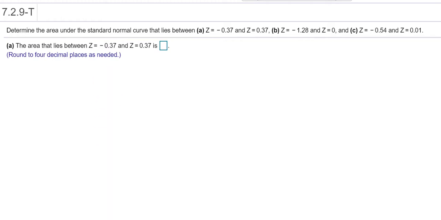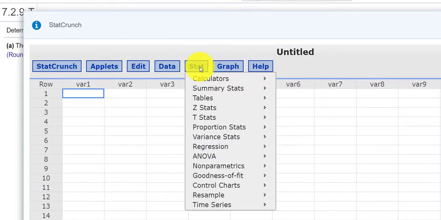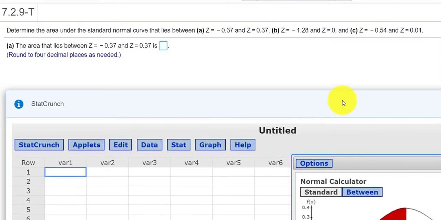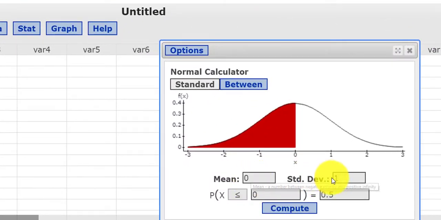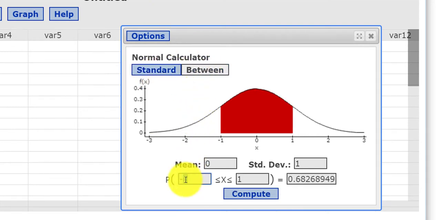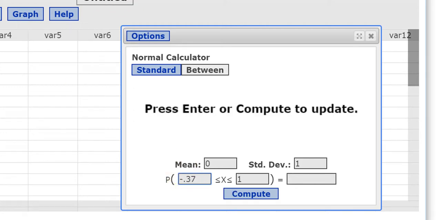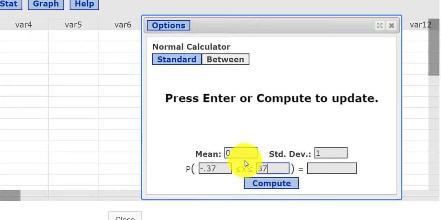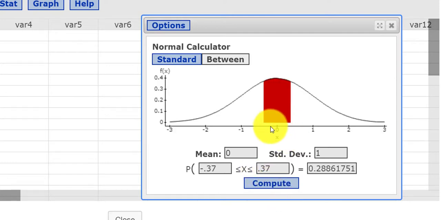Okay, so if I open up my StatCrunch, I click Stat, Calculators, Normal. If they do not provide a mean and a standard deviation, we can leave this as 0 and 1. And now we want to find values between. So here's standard. I click the between button, and now I can enter negative, I think it was 0.37. Let's just double check that. Yeah, and positive 0.37. Oops, I forgot the decimal point. There we go. I press compute. So negative 0.37 to positive 0.37 looks something like this.